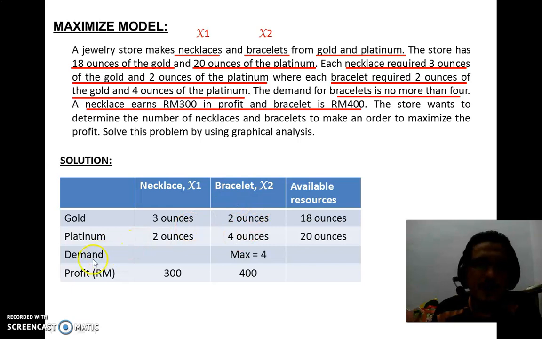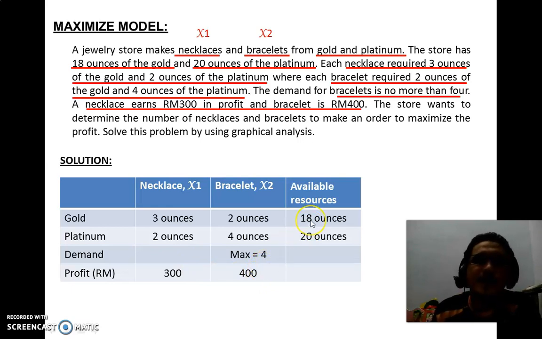Okay, so the demand for the bracelet is a maximum of 4, not more than 4. The profit is 300 for the necklace and 400 for the bracelet. Okay, now solve the problem.